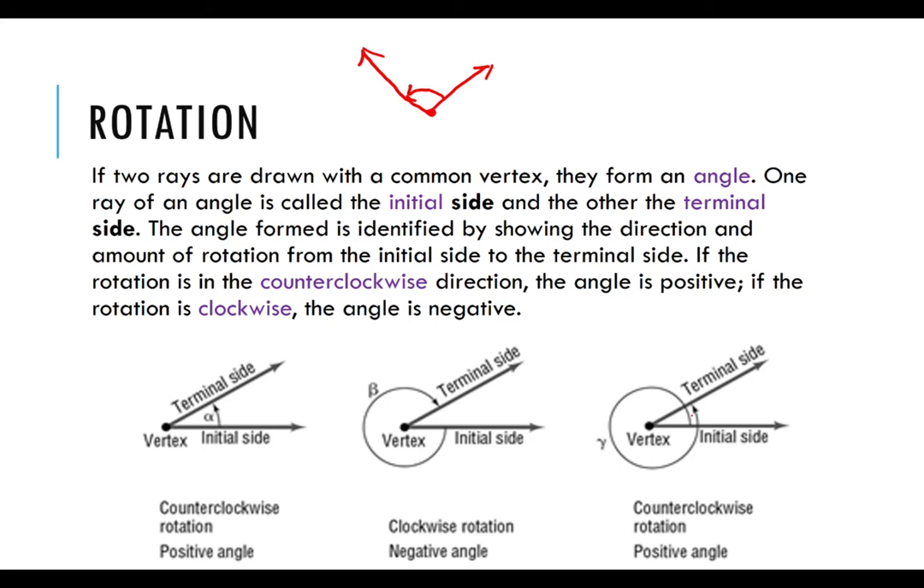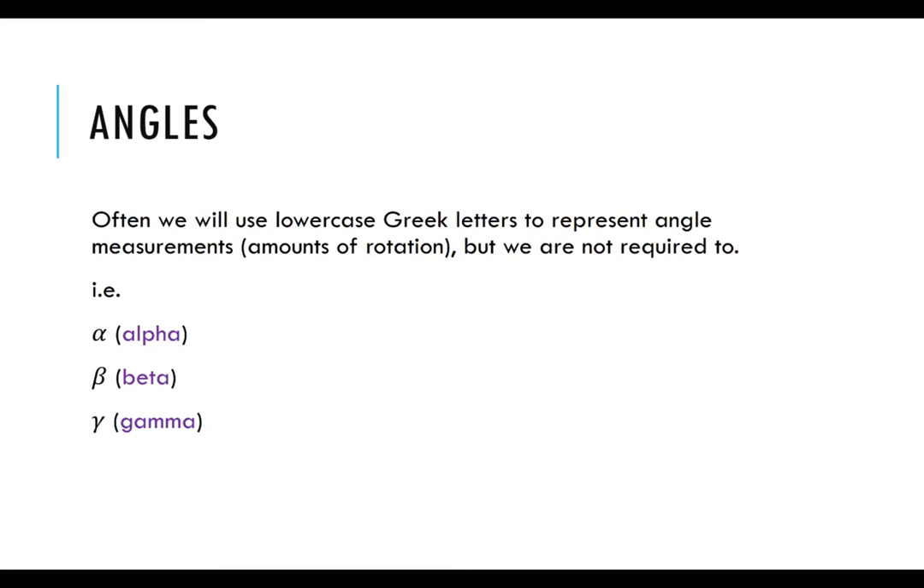Now there's no reason we can't pass the initial ray again if we want, so for this one, it starts with the initial ray here, and it rotates all the way around, passes itself, but it's going to be a positive angle where this is the terminal ray. Now often, we're going to use lowercase Greek letters to represent angle measurements, that is the amount of rotation. But we're not required to use those. We could use any symbol or letter to represent the angles, but usually Greek letters is what we use. Theta is common, so are alpha, beta, and gamma, just to make sure you're okay with those.